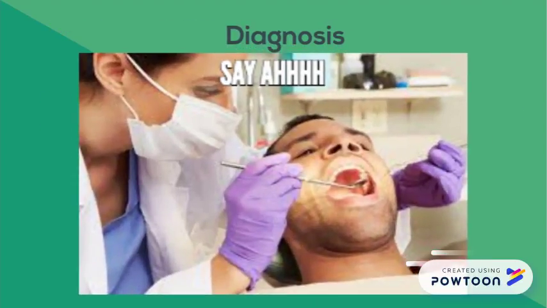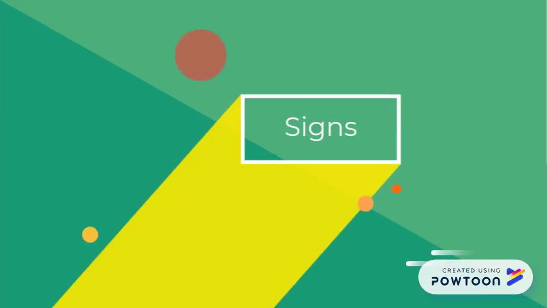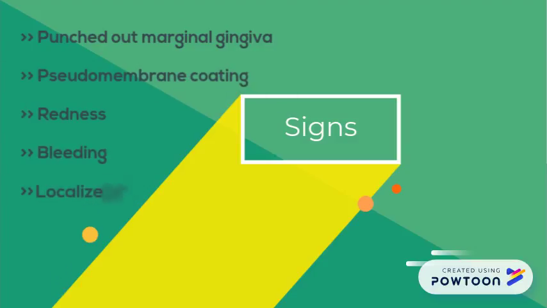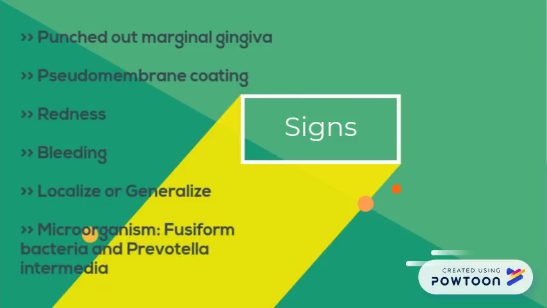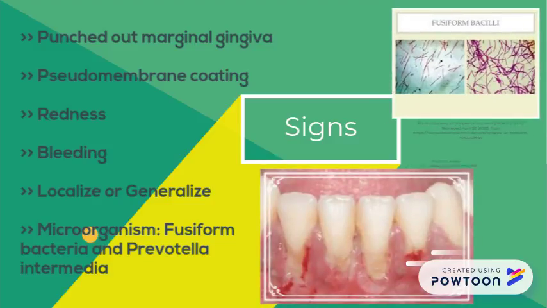The diagnosis for NUG is based on clinical examination, but it has signs and symptoms as well. Here are the signs of NUG. The gingiva shows punched-out gingival margins and a pseudomembrane coating. It shows redness, bleeding may occur, and it can be localized or generalized. The microorganisms involved are fusiform bacteria and Prevotella intermedia.